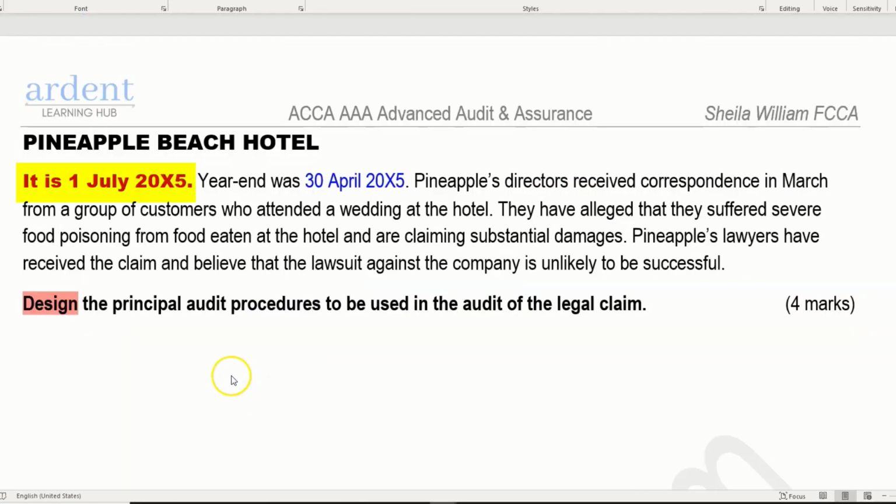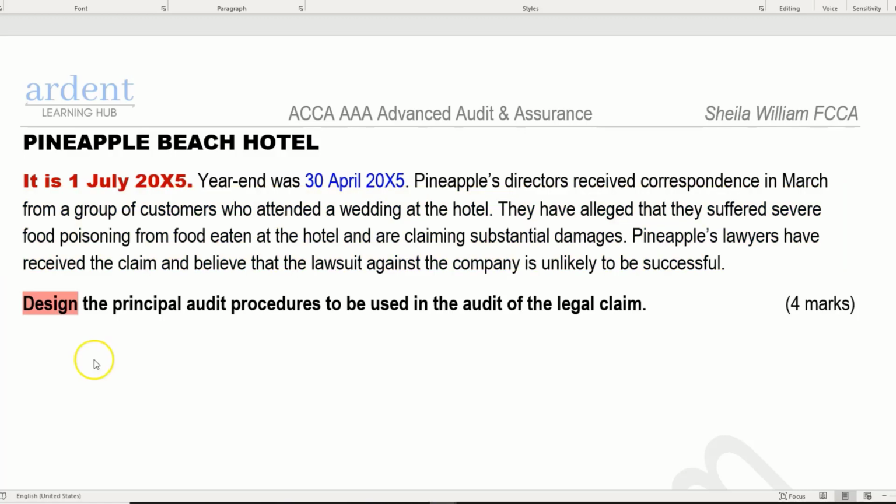It says it is 1 July 20x5. That's the date of your exam. The year end was 30th April 20x5. Pineapple's directors received correspondence in March from a group of customers who attended a wedding at the hotel. They have alleged that they suffered severe food poisoning from the food eaten at the hotel and are claiming substantial damages. Pineapple's lawyers have received the claim and believe that the lawsuit against the company is unlikely to be successful.